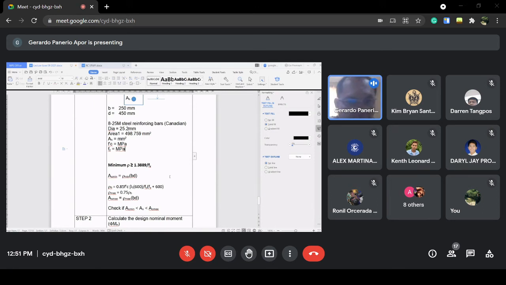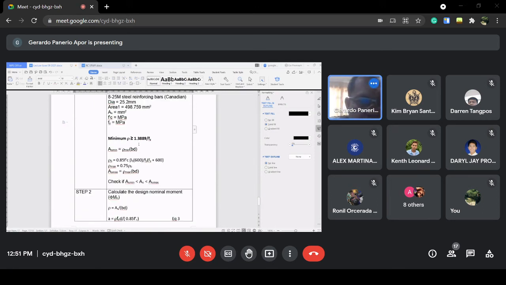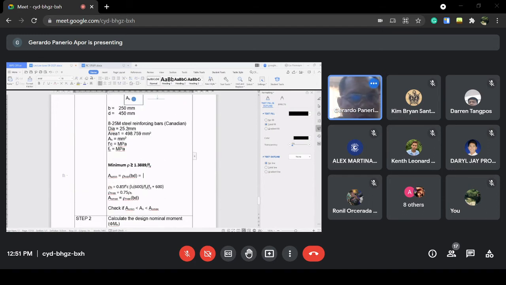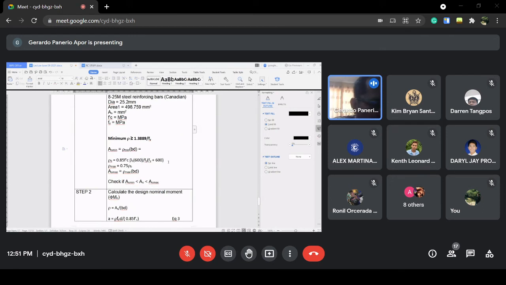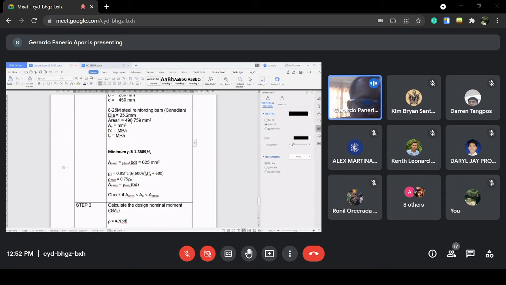Okay. So using the minimum one, so the ES min, assuming that my B and D is equals to 250 and 450, I have 1.4 divided by fy, times BD, times 250 times 450. So I have my ES min as 625 mm squared. Okay, is my one.